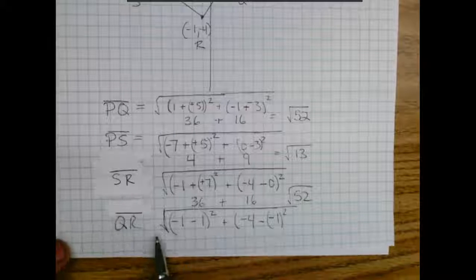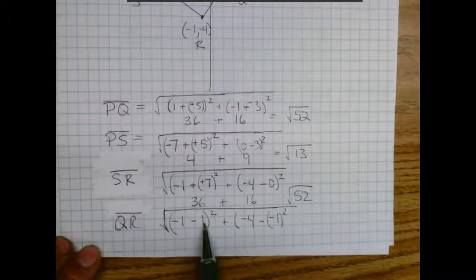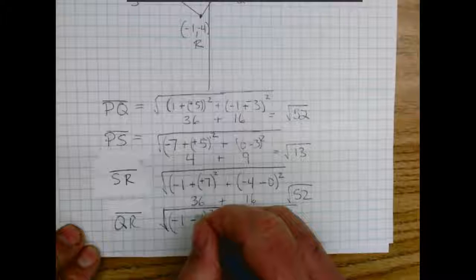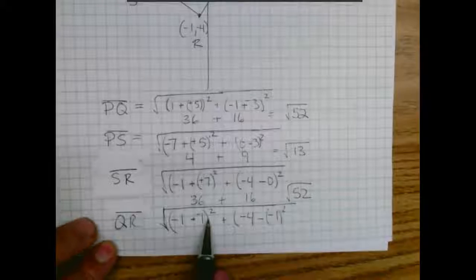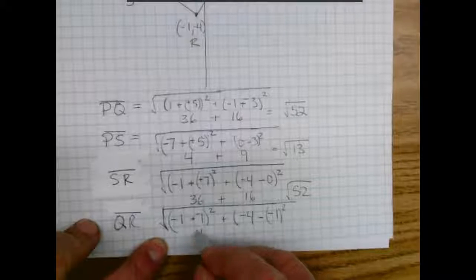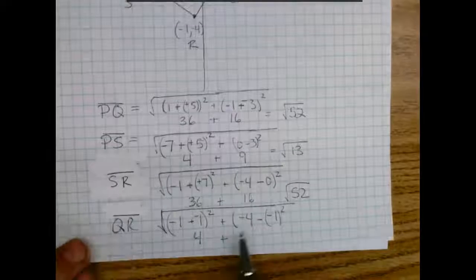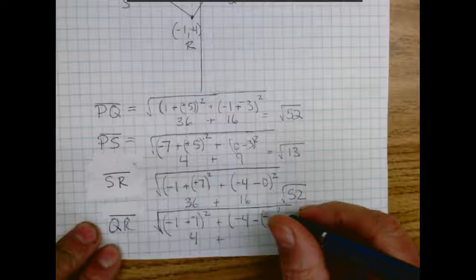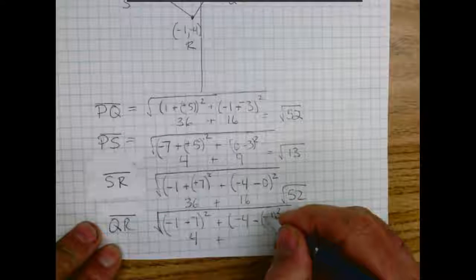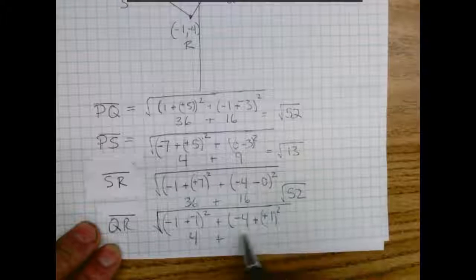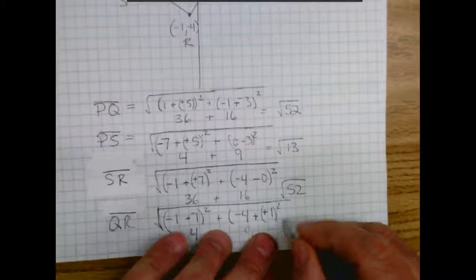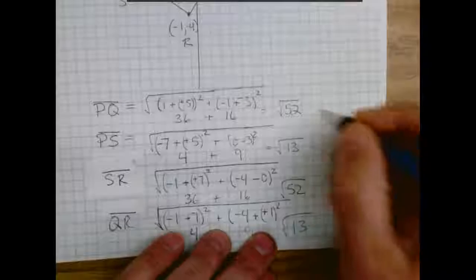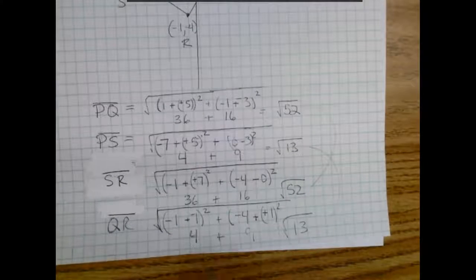So we got QR here. So we got -1 minus 1. So again, we're going to change the sign and we're going to add. So it's going to be -2 squared. It's going to be 4. And then we're going to add it to -4 minus a 1. So then we're going to add, change the sign and add. So it's going to be 3 squared. It's going to be 9. So 9 plus 4 is the square root of 13. They match. That's good. We got the first thing done.